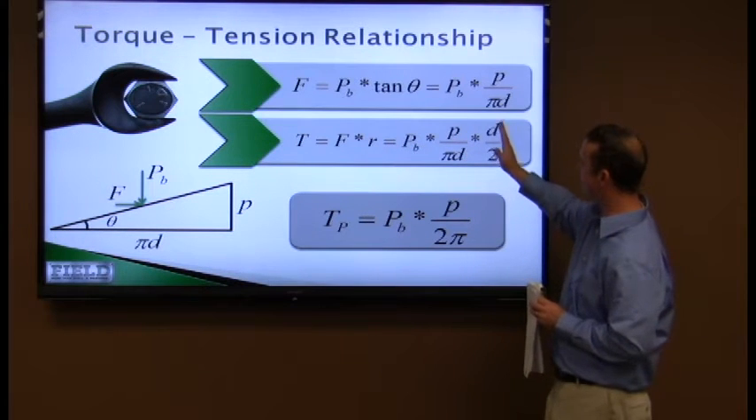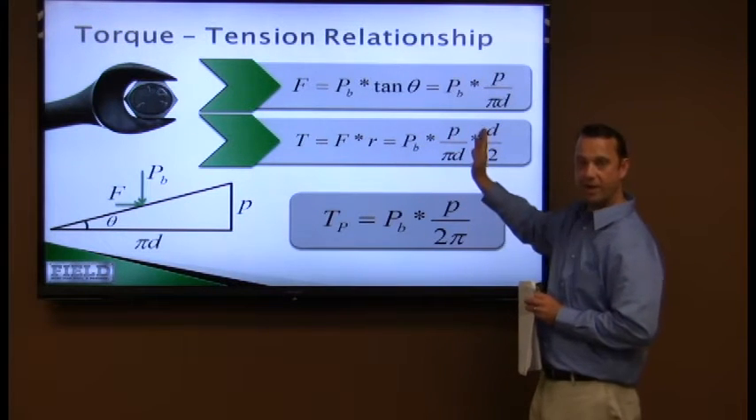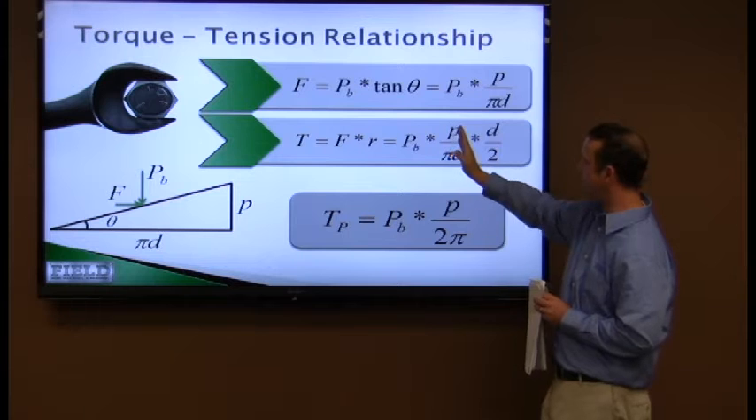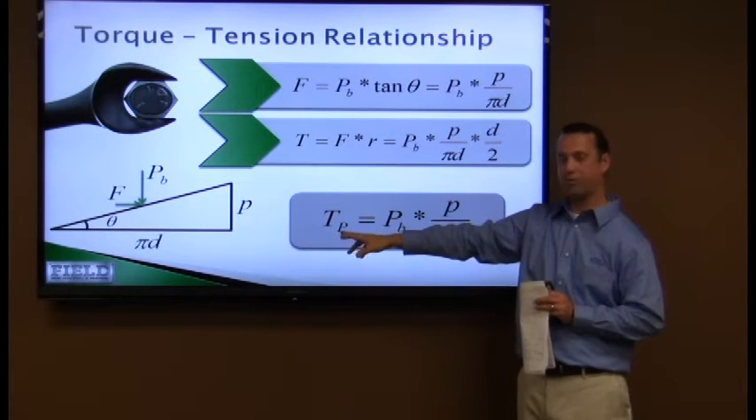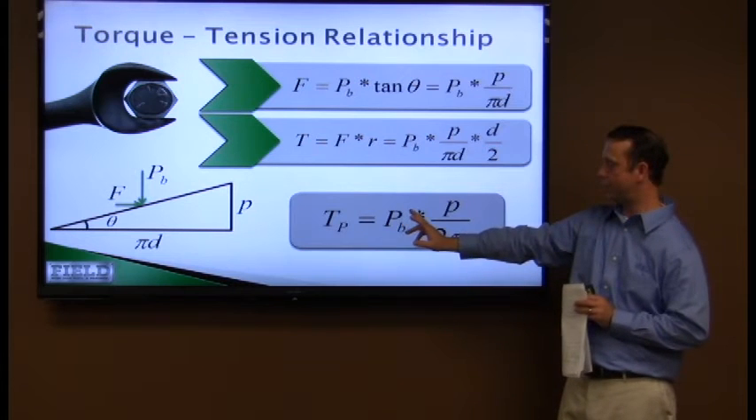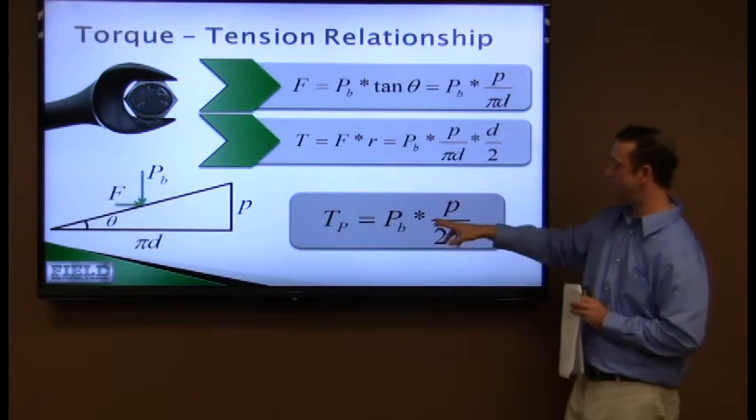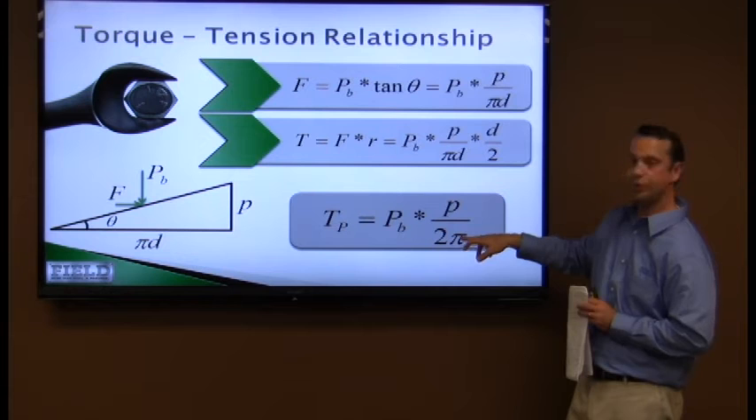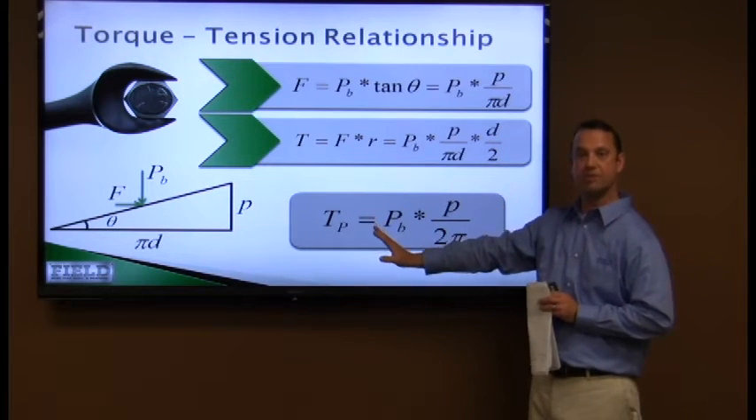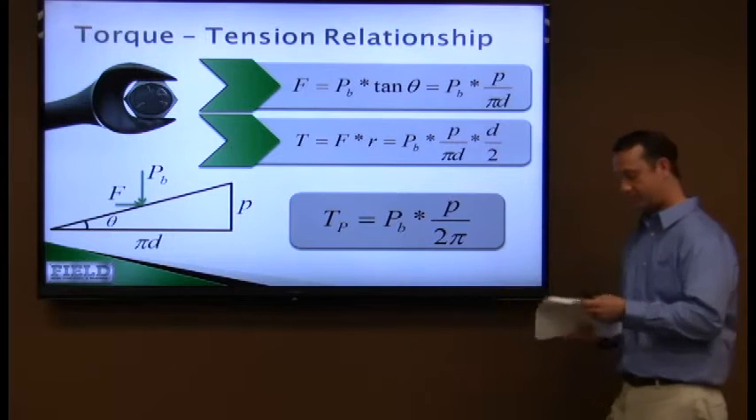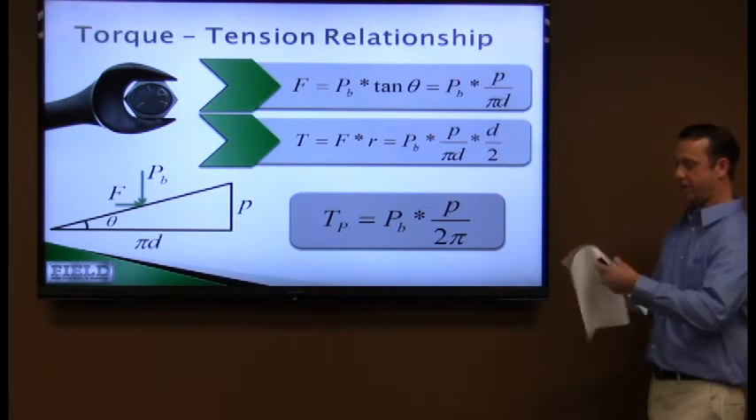This would be the expanded version of this, if you were to put it to the right of the equal sign over here. If you simplify this, you end up with this equation down here. So your torque required to preload the joint is equal to the preload you're looking for multiplied by the pitch over 2 times pi. So with all this math, it actually works out to be relatively simple and straightforward. So what we'll look at is an example of this.